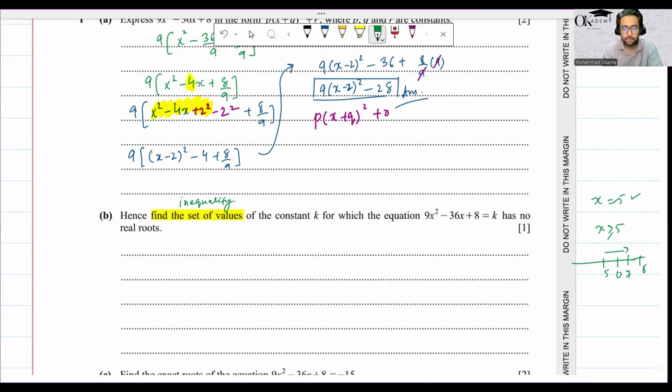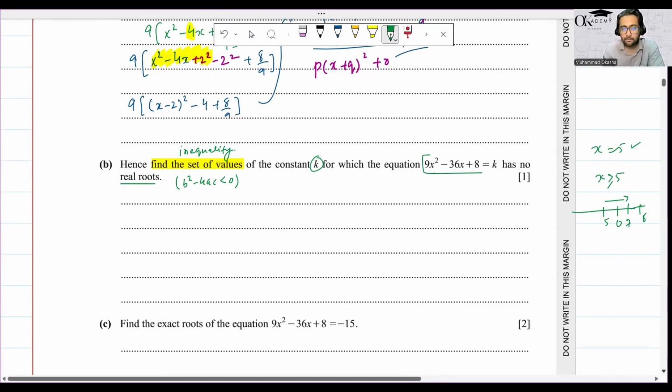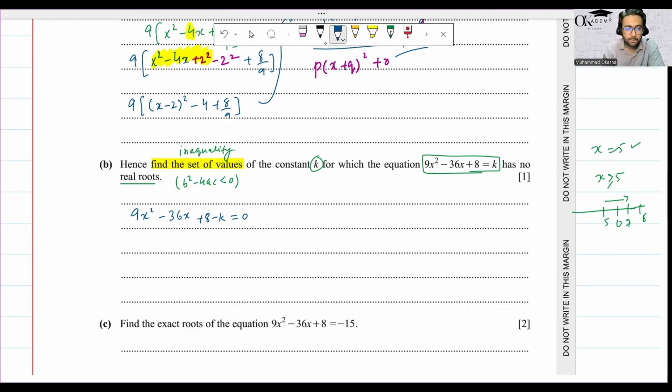So find the set of values of the constant k for which this has no real roots. If something has no real roots, we remember the discriminant is less than 0, which means the discriminant is negative. I'll rearrange it in the first step. That is going to be 9x squared minus 36x plus 8 minus k equals 0. So this is going to be A, negative 36 is going to be B, and C is 8 minus k.